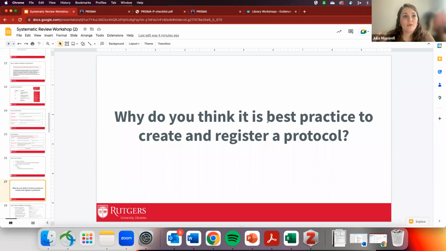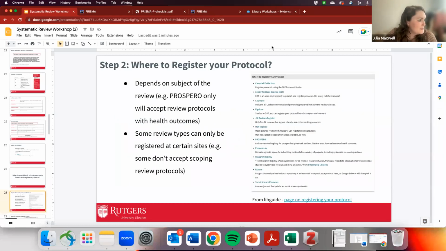You talk about the tools you're going to use. Sometimes people talk about who's going to do what on the study. And then it gets registered. And my next slide is a little bit more about where to register, basically. I have a big list on the LibGuide, but there's just a couple that I want to highlight. It really depends on what your topic is and the type of review that you're doing.